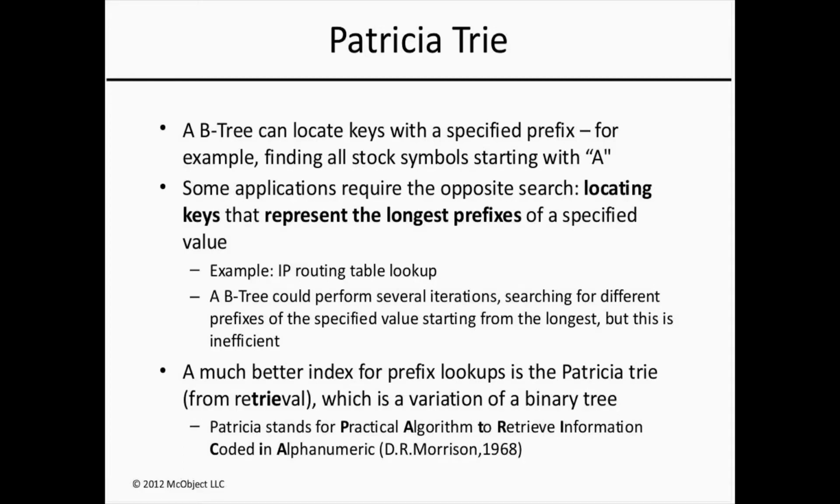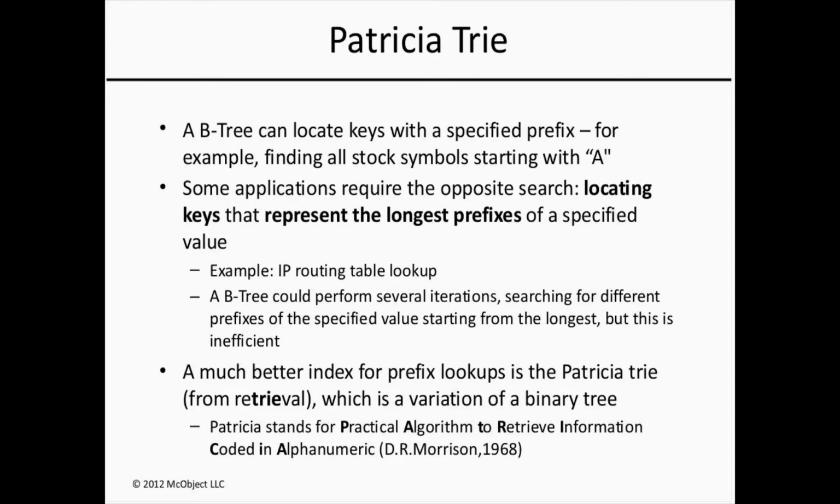So a B tree can locate values with a specified prefix. For example, finding all stock ticker symbols that start with the letter A, but some applications require a different search, locating keys that represent the longest prefixes of a specified value. Here, a B tree could also be used by performing several iterations, searching for different prefixes of the specified value starting from the longest, but that's inefficient. A much better index for prefix searches is the Patricia tree, which is a variation of the binary tree.